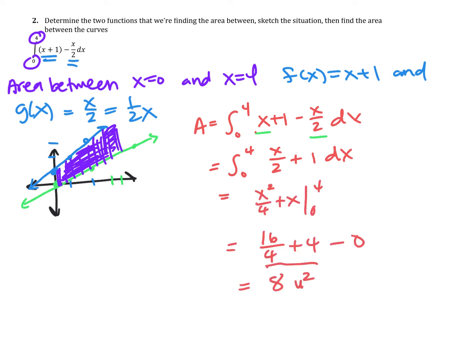So hopefully you had time to look through this. You're going to end up with x squared over 2 times 2, or x squared over 4 plus x from 0 to 4, which is going to simplify to be 8. So you can start with the integral and work backwards to figure out what the two functions are and where we're finding the area between. Let's go ahead and summarize sort of the key ideas before we work through our last few examples.